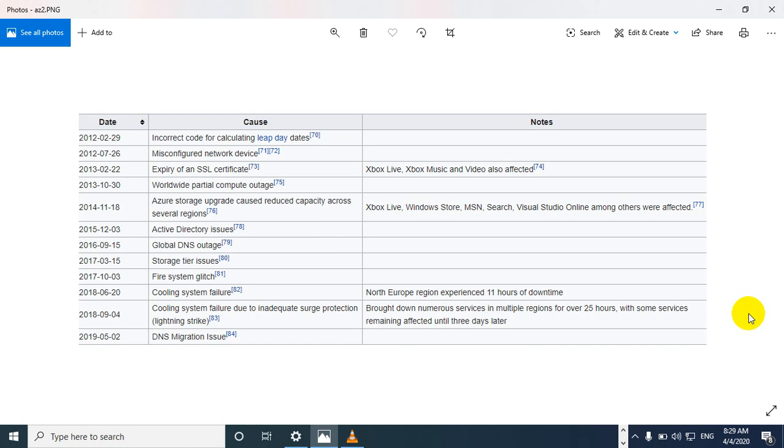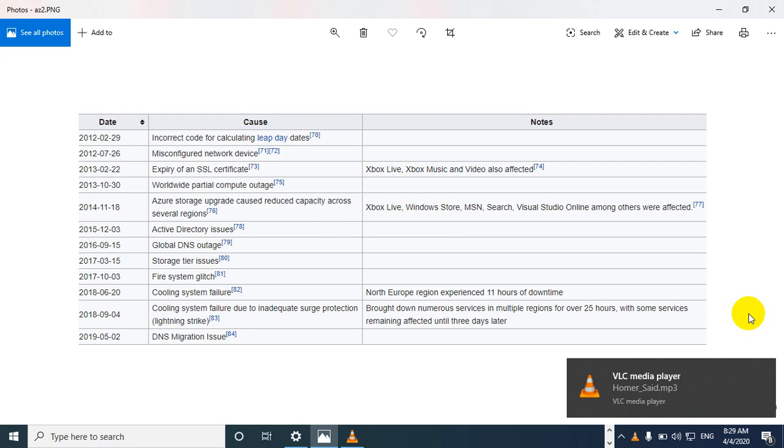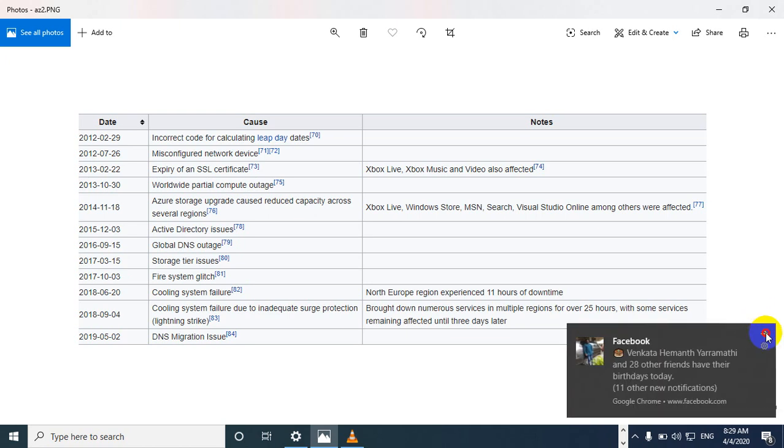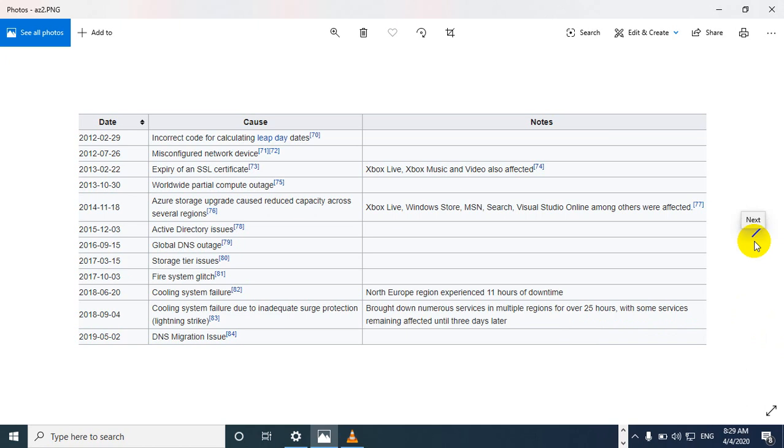In 2019, there were DNS migration issues. Migration means transferring data from on-premises to cloud, or from one server to another server. So in 2019 there was a DNS migration issue, and also in 2018 a cooling system failure, and again a cooling system failure in 2018, and a file system issue, and also a storage issue. So these types of outages were faced in different years by Azure. That's the main thing here.